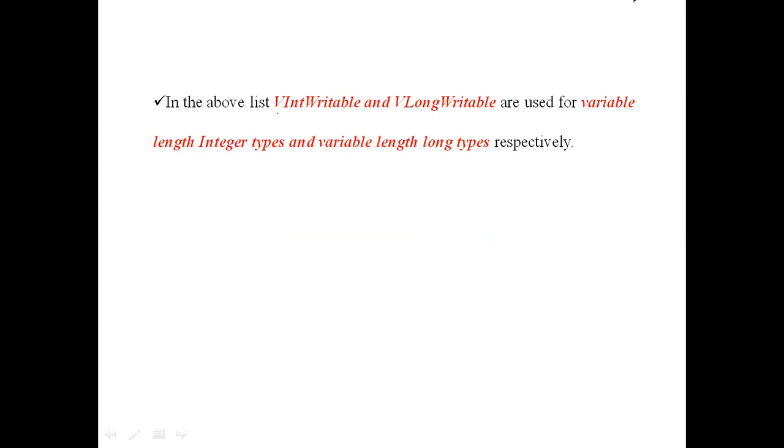If you observe the above list, VInt writable and VLong writable are variable length integer types and variable length long types. V stands for variable length. Can you define what this variable length is? I think in the OS previously you have heard the words fixed size partition and variable size partition.